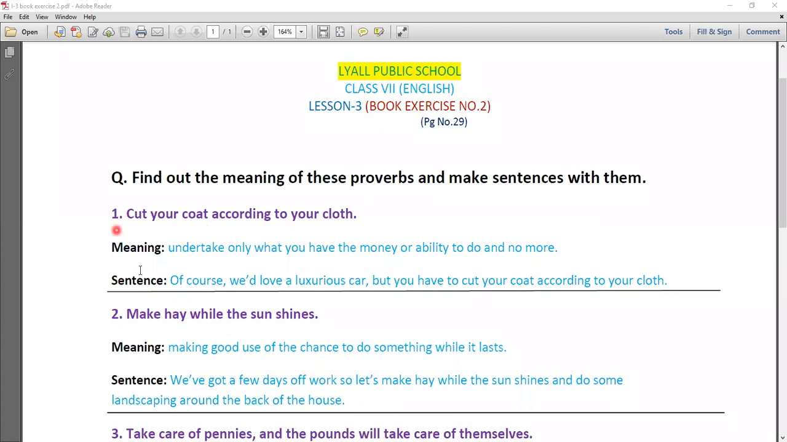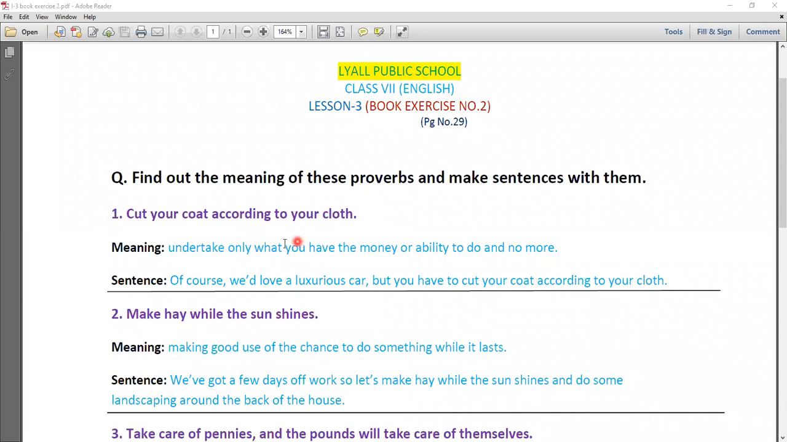The meaning of this proverb is: undertake only what you have the money or ability to do, and no more. यानी आपके पास जितना है आप उतना ही कीजिए, उससे ज्यादा नहीं करो. Sentence: Of course we would love a luxurious car, but you have to cut your coat according to your cloth.